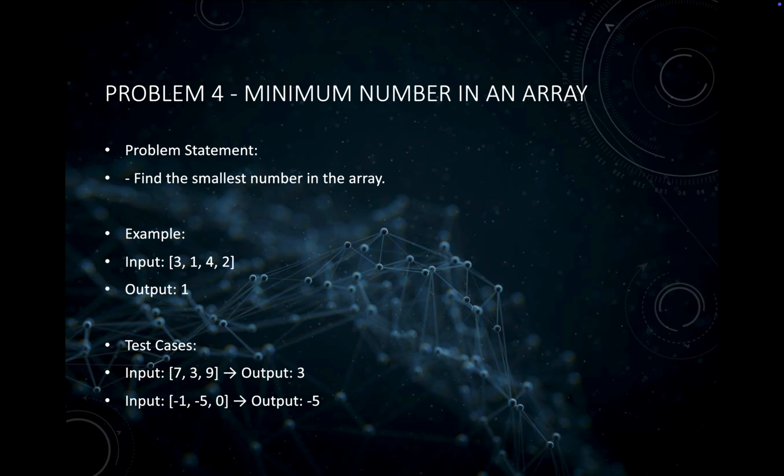You have to find the minimum number in an array. Your task is to find the smallest number in the array. The example is very clear. Input is 3, 1, 4 and 2, and your task is to find the minimum number. So the answer is 1. How 1? Because 1 is the smallest. Is 1 smaller than this? Yes. Is 1 smaller than this one? No, it is equal. And 1 is smaller than this 4 and also 2. And here you can clearly see that 3 is the minimum, so that's why the answer is 3, and here -5 is the smallest.